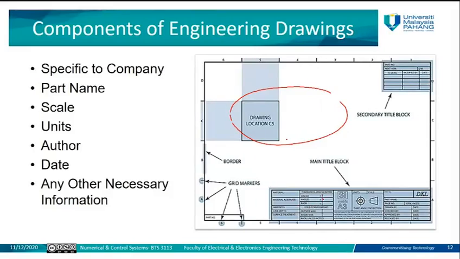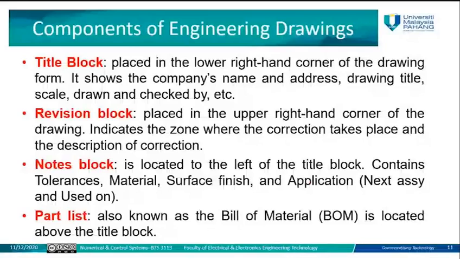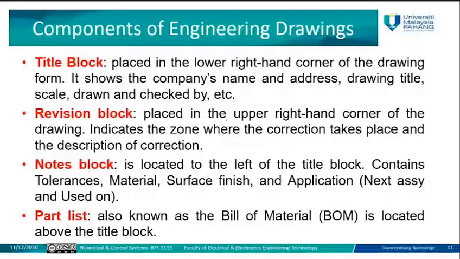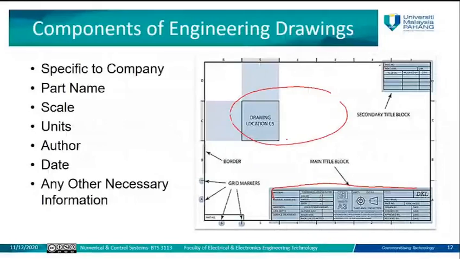In addition to the scale, all the information about the scale will be found here. The information about the material will be found here on the top left. The notes block here is located on the left of the title block. The title block is placed in the lower right hand corner. So where is the lower right hand corner? This is the lower right hand corner, so this is the title block. Then from the title block, we have the revision block, which is placed on the upper right hand corner. You can see here, this is the upper right hand corner.